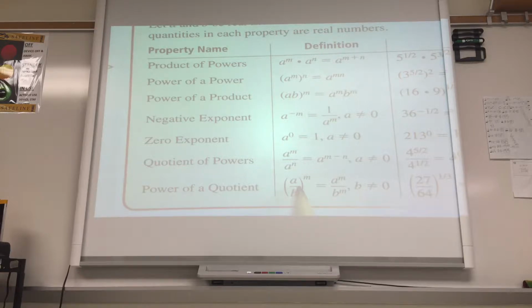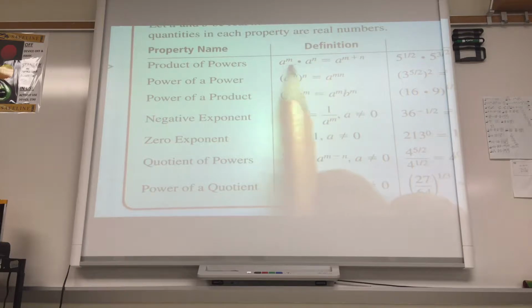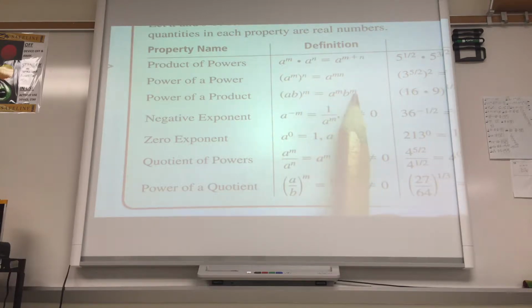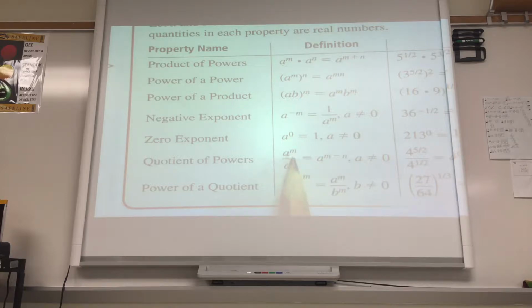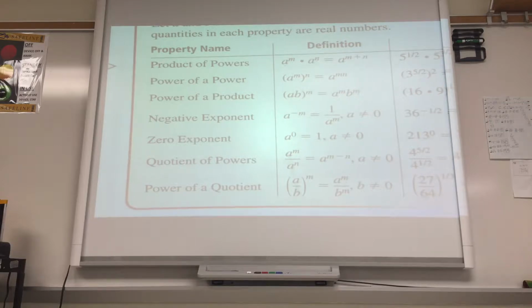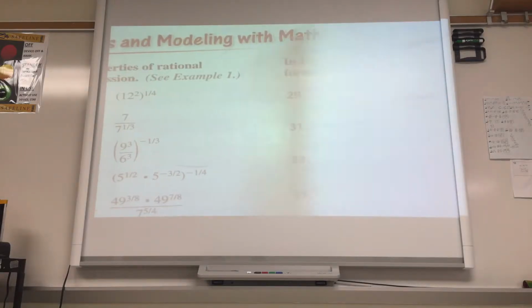And then the next question I'm going to ask is, all right, if I'm looking at a product, are my bases the same, like A and A, or are my bases different, A and B? Are my exponents the same, like you see here, M and M, or are my exponents different, like you see here, M and N? And the same thing for the quotients. Are my bases the same, or are they different? Are my exponents the same, M and N, or are they different? Okay, and those are the questions that help you see through all this stuff.